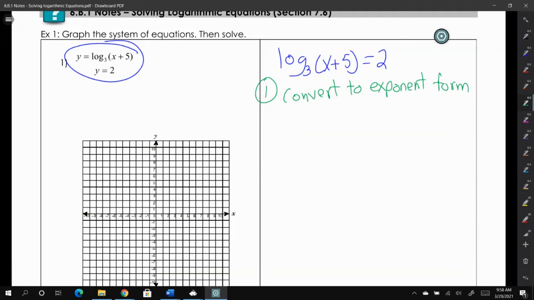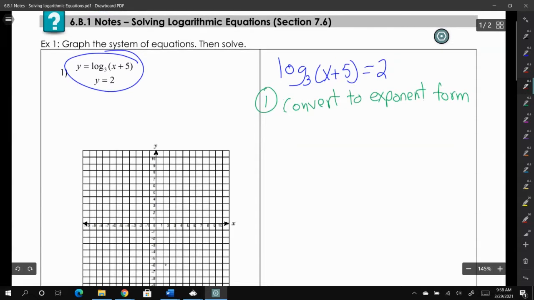You might notice that some of these steps are the same as the steps we took when we were trying to find inverses. So when I do that, my base is 3. The word log and the exponent are on opposite sides of the equation. So my exponent is 2, and that's going to equal the stuff on the inside here, x plus 5. All right, now that is something that we can solve.